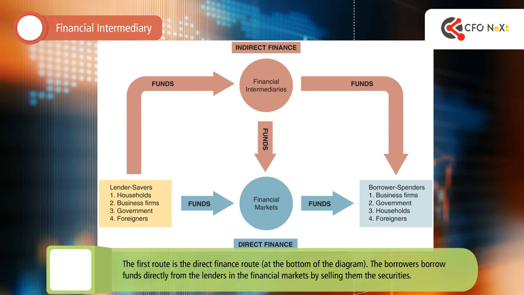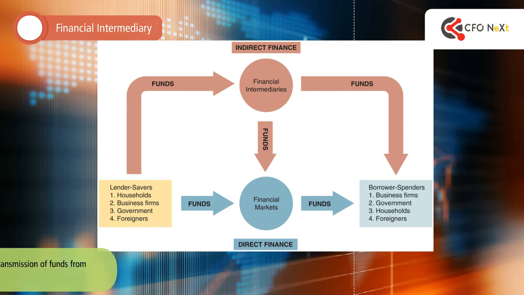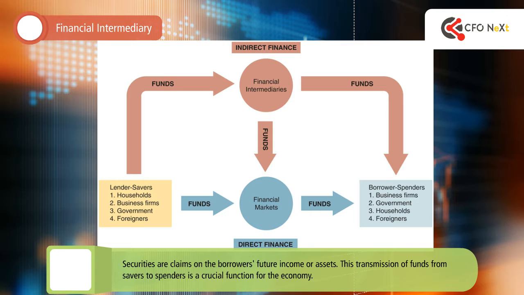The first route is the direct finance route, that is, at the bottom of the diagram. The borrowers borrow funds directly from the lenders in the financial markets by selling them the securities. Securities are claims on the borrower's future income or assets. This transmission of funds from savers to spenders is a crucial function for the economy.